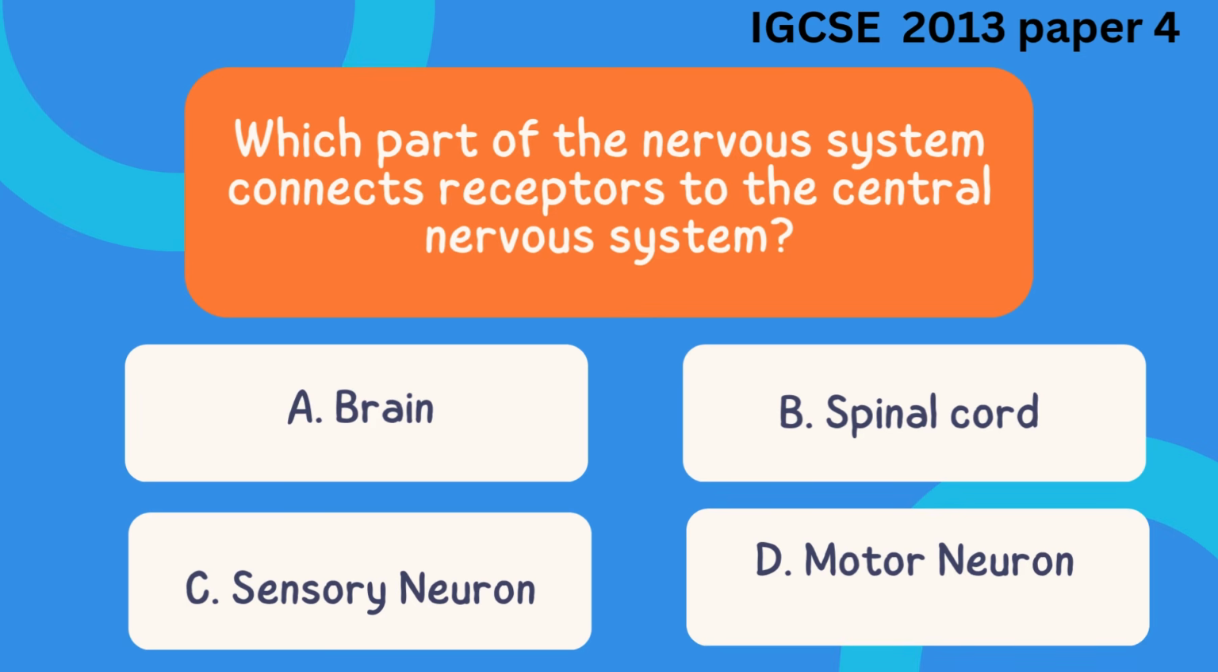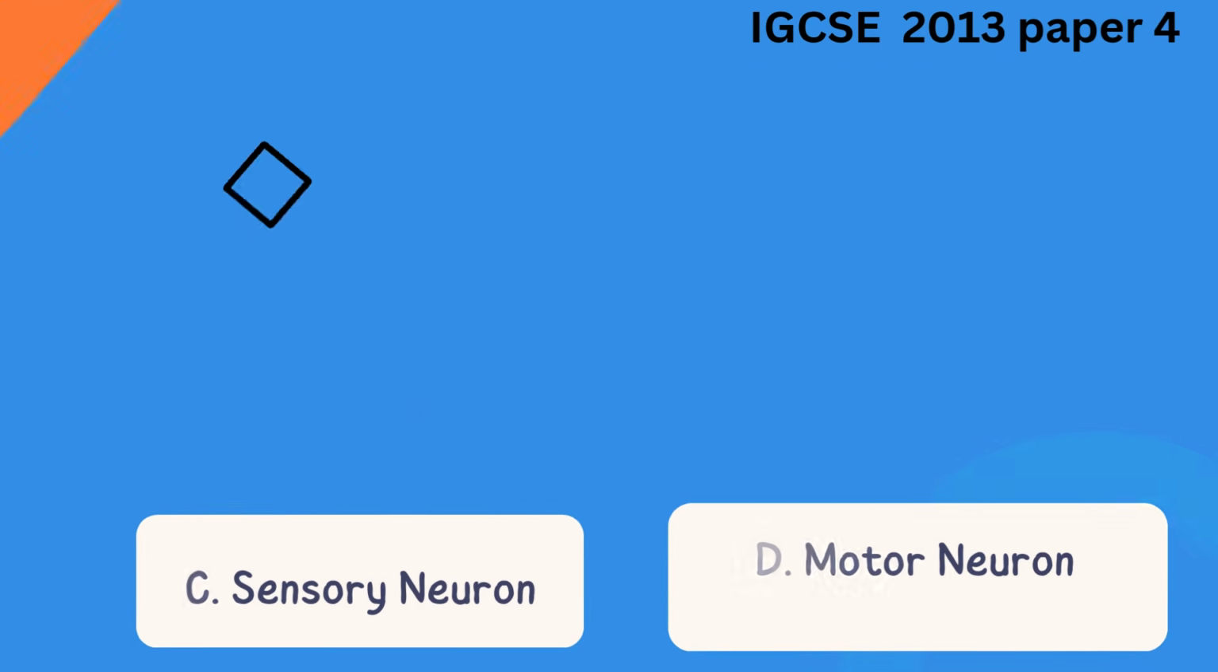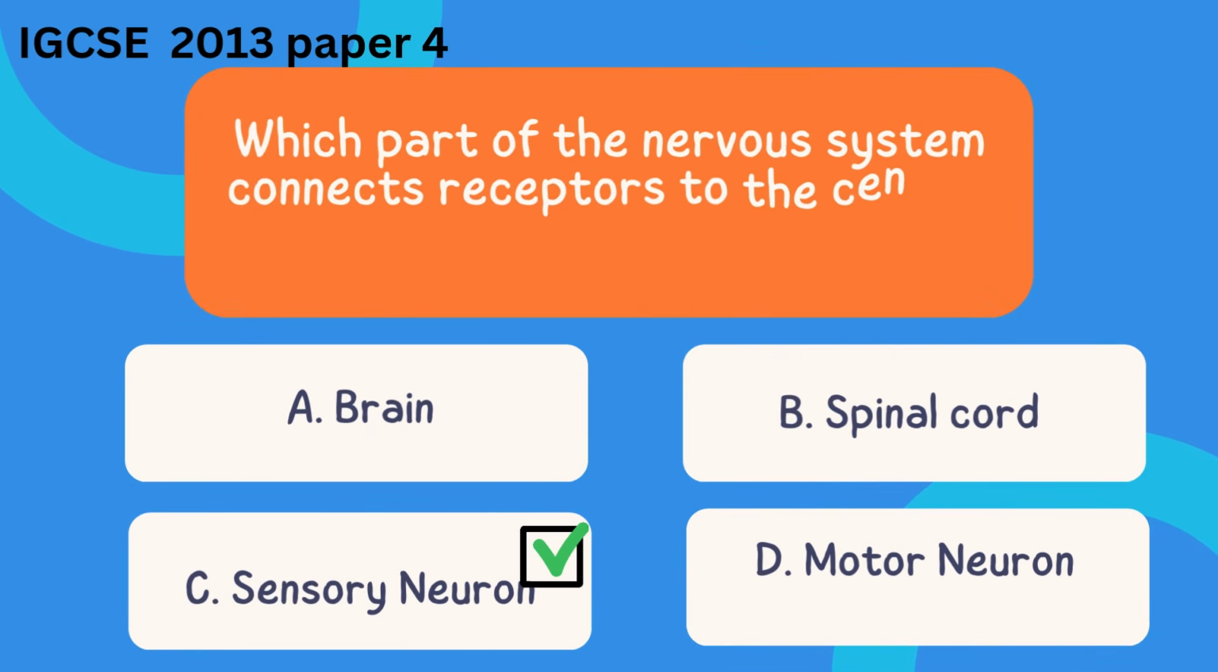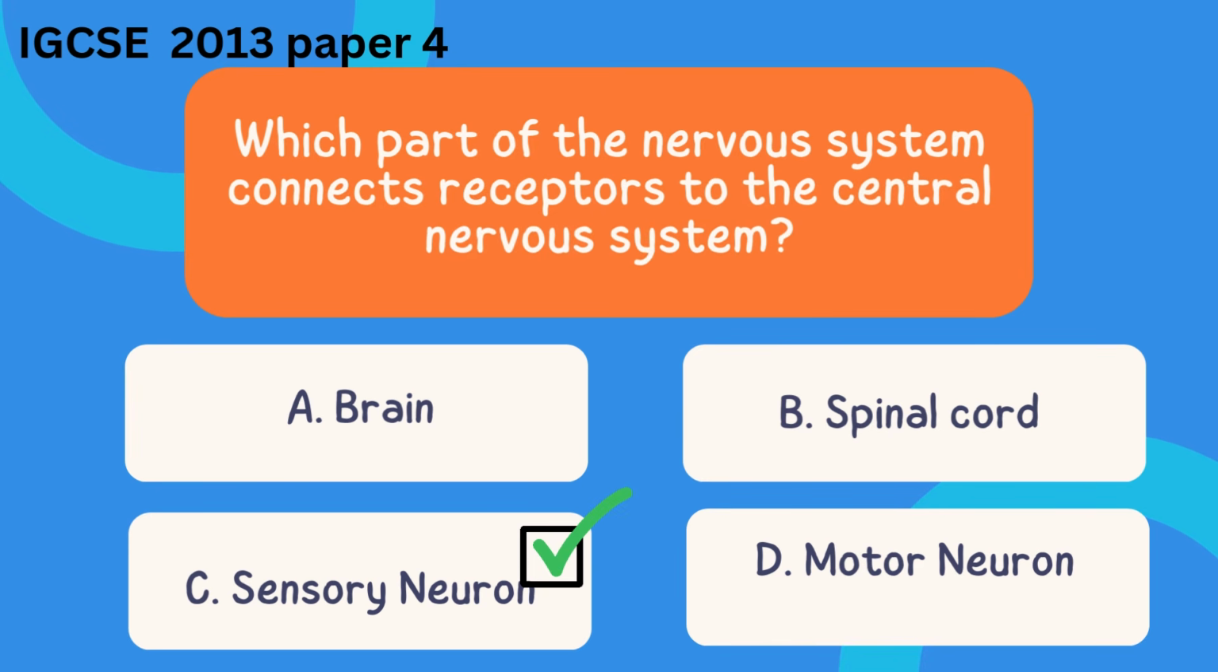The correct option is option C, sensory neurons. The sensory neurons are attached to our sense organs like the skin, the ear, the eyes, the nostrils, and the tongue, and they receive impulses and send these to the central nervous system.